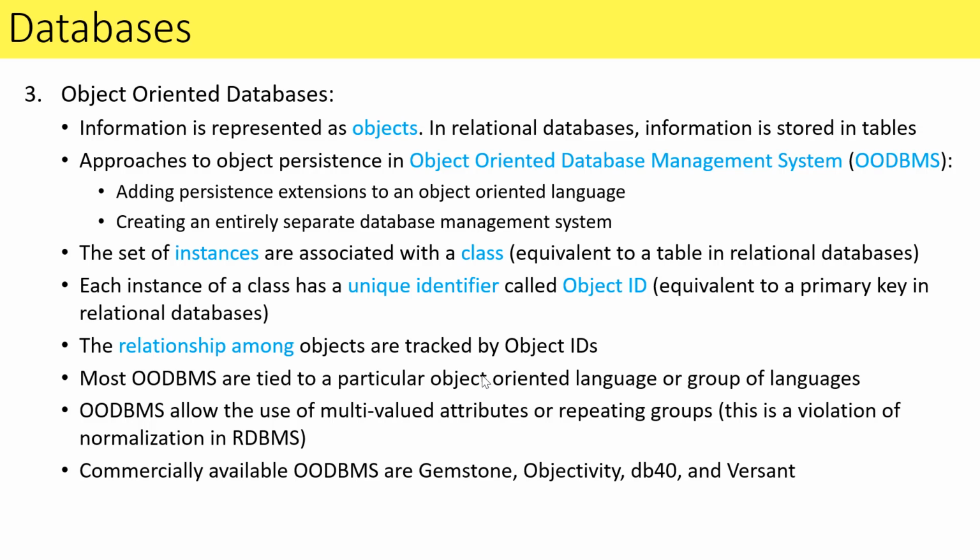We have, of course, commercially available object-oriented database management systems. One is Gemstone, Objectivity, DB4O, and Versant. As you see, they are not that popular. The names are not that familiar to many. But of course, it's good to know about these databases.